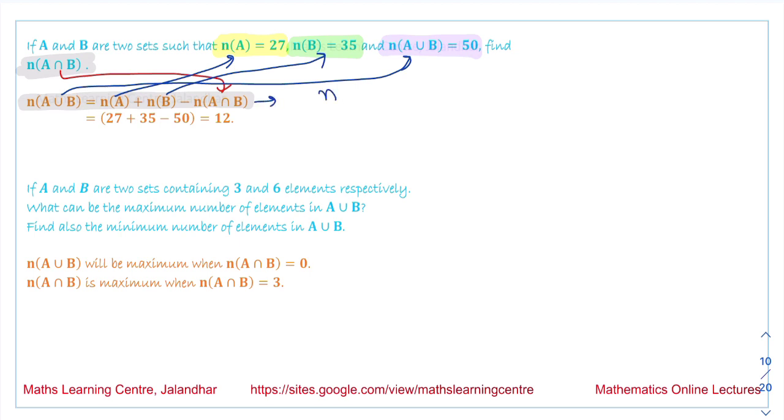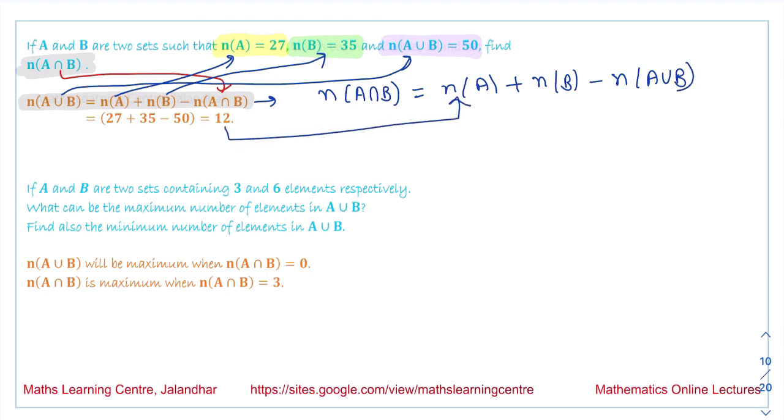We are saying we have number of elements in A intersection B, that is equal to number of elements in A plus number of elements in B minus number of elements in A union B, and we obtain this answer for this question.